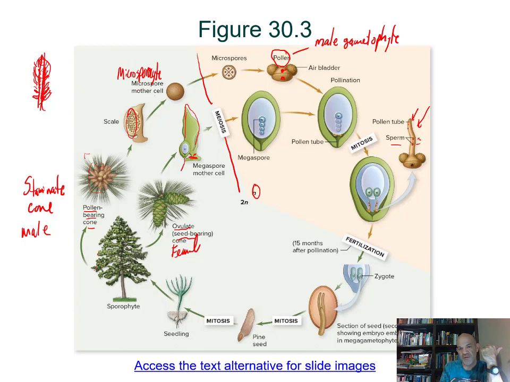That little opening right there, there's that opening again. You see that opening there? That's the micropyle. That's the opening in the integuments. These are the integuments.